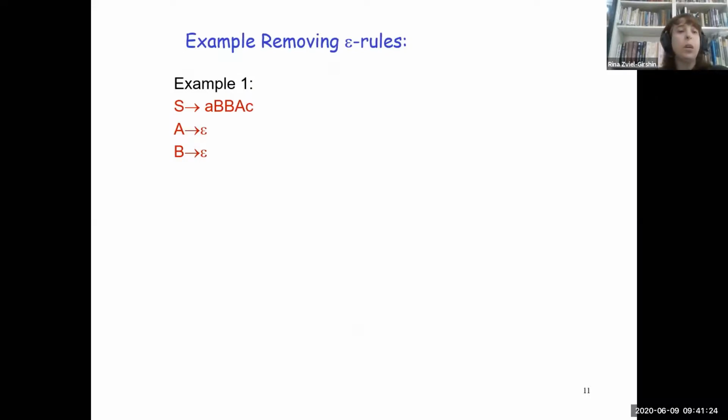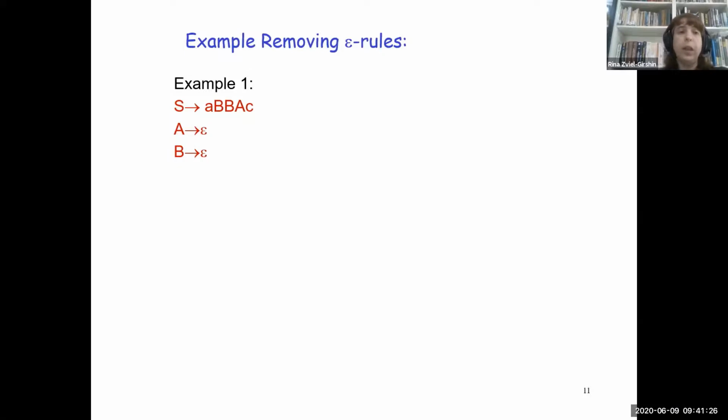Okay, if we are talking about context-free grammar, and we are asked to simplify it, simplification means that we need to remove epsilon rules, and later we need to remove unit rules. Let's start talking about the algorithm. How do we remove epsilon rules? So I'm given a grammar, and I have here two epsilon rules, and I want to eliminate them.